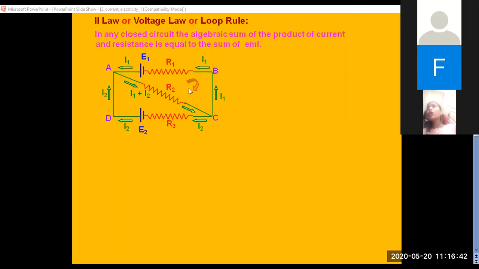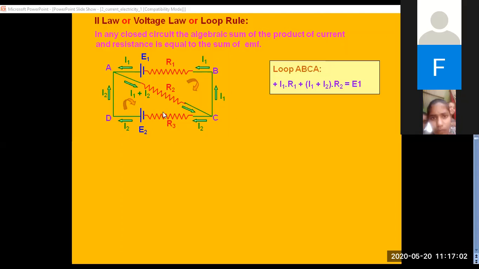I am assuming it to move along the clockwise direction. So what to do here is, if the direction of your current and the direction of the circuit both are the same, then it will be positive. If it is different, it will be taken as negative.